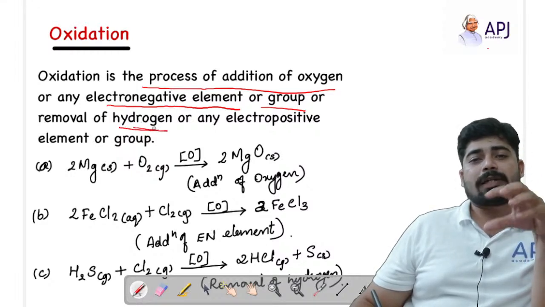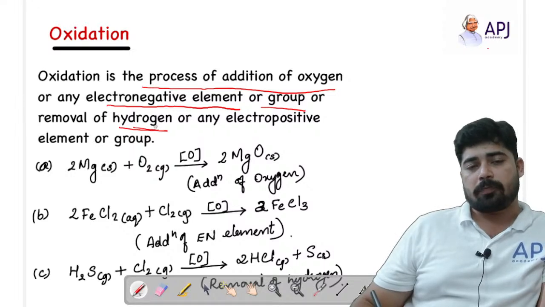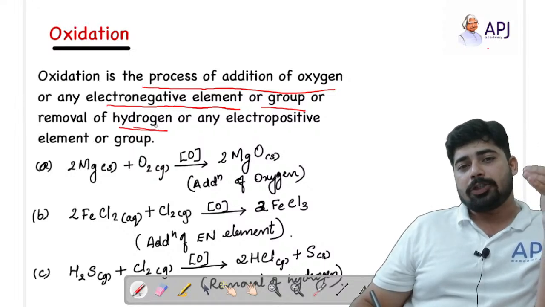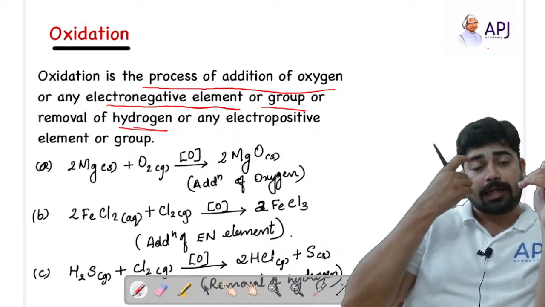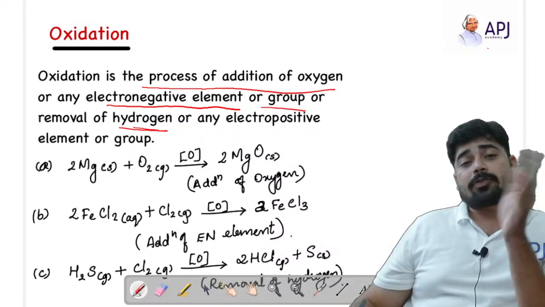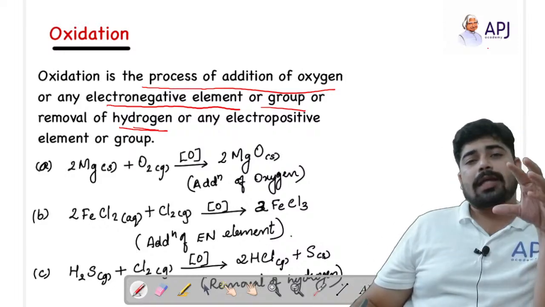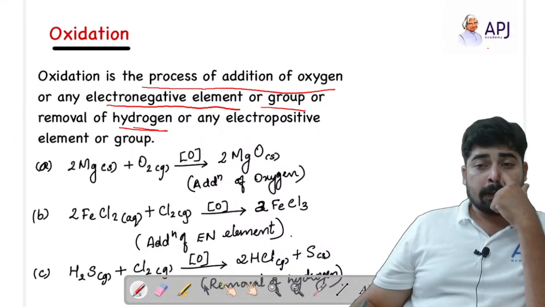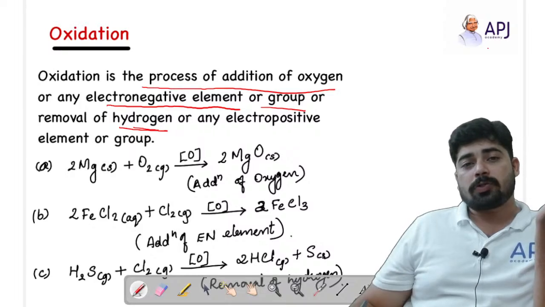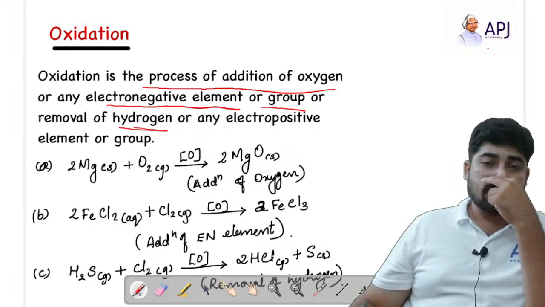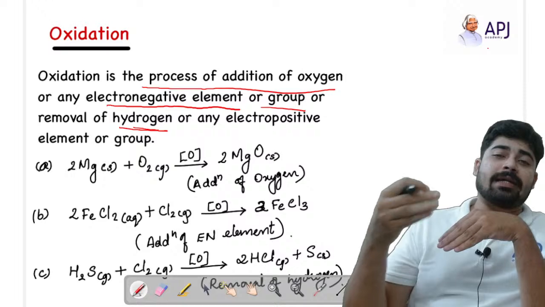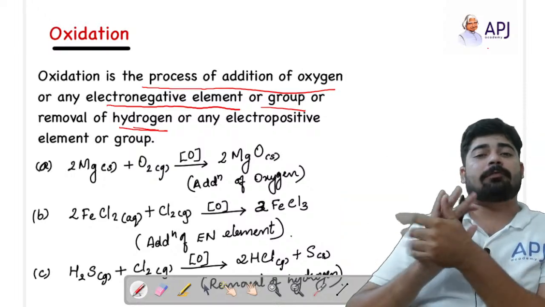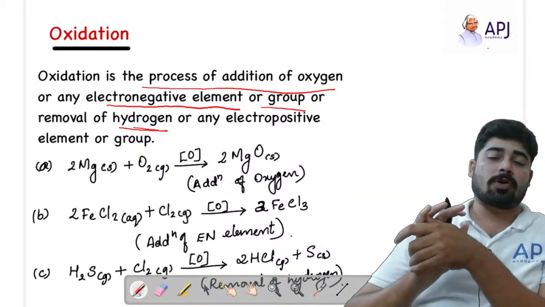We know that hydrogen acts as an electropositive element also. It shows metallic characters as well as non-metallic characters, like the characters of halogens, and it also shows characters of metals. So removal of hydrogen is also called oxidation. Similarly, if you are removing or eliminating any electropositive element from a group, that is also called oxidation.